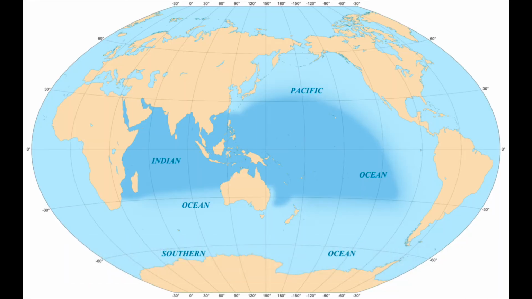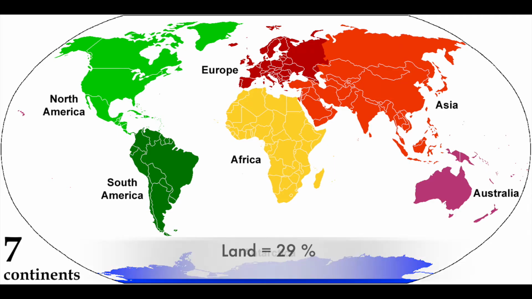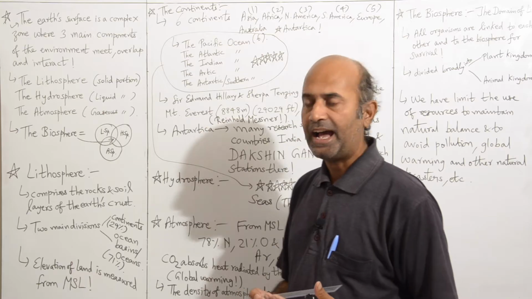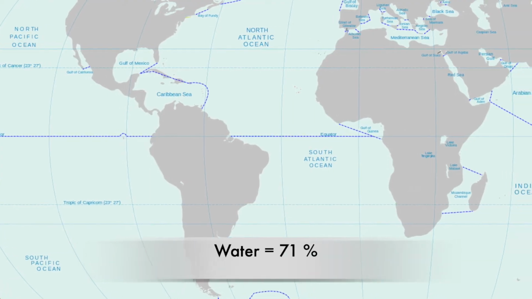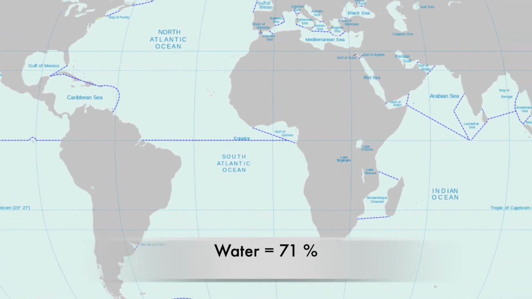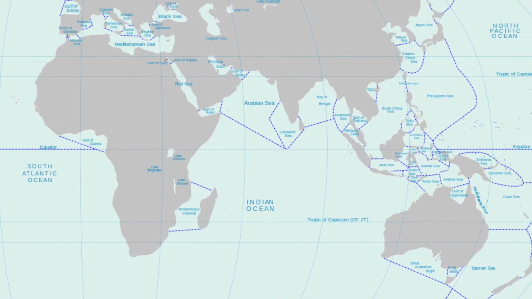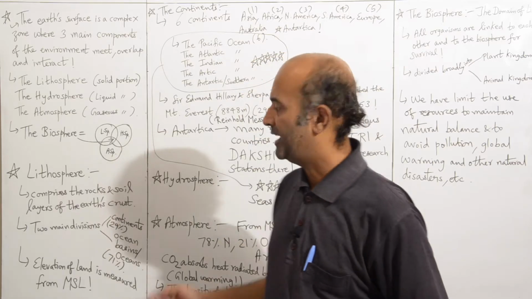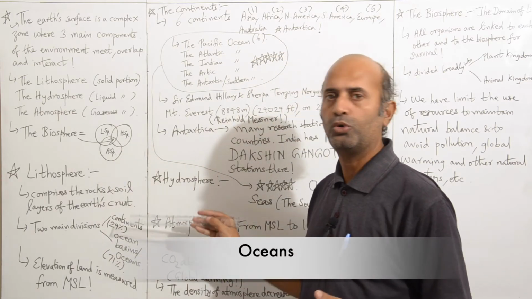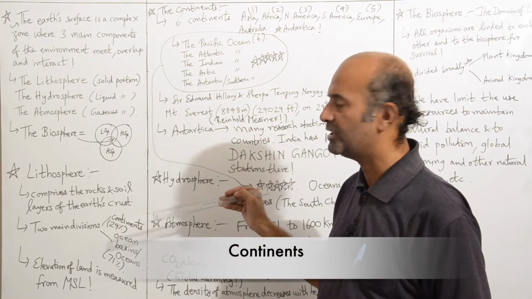Oceans are very large water bodies, and seas are large water bodies but smaller than the oceans. The continents cover 29% of the Earth's surface and the water covers the remaining 71%. So the majority of the Earth's surface is water. In other words, 71% oceans and 29% continents.